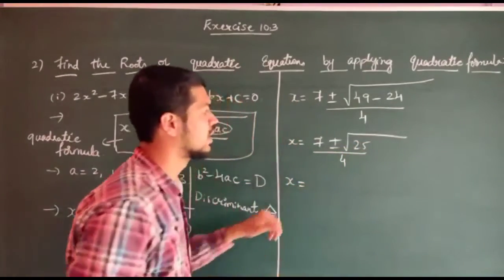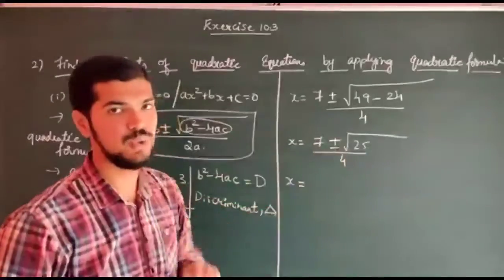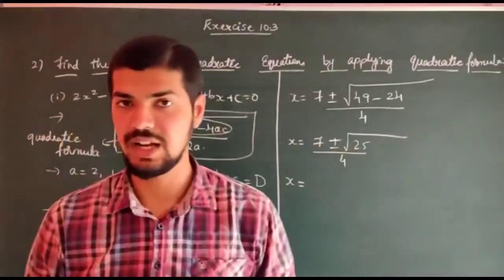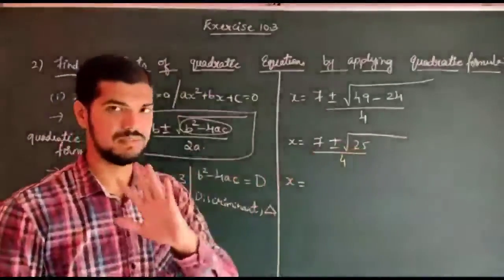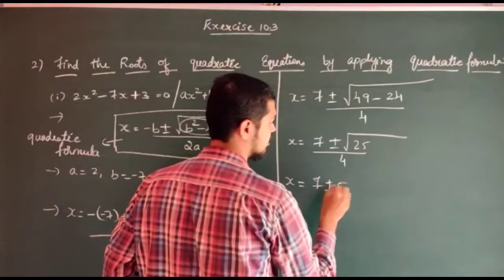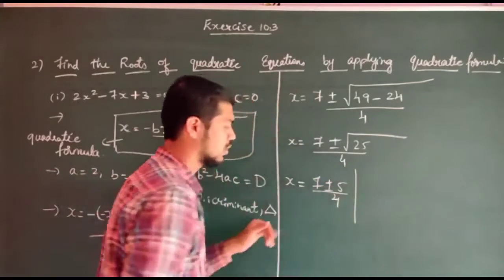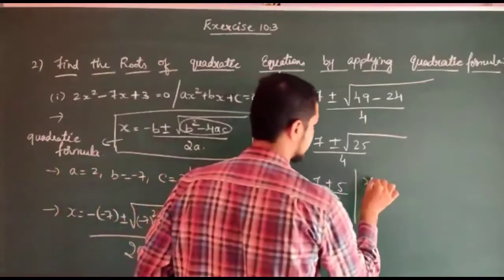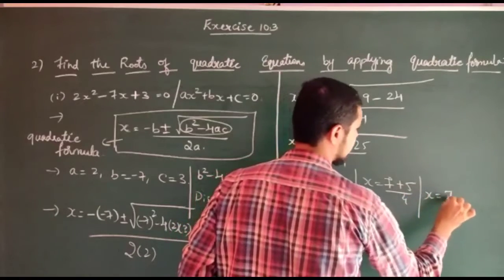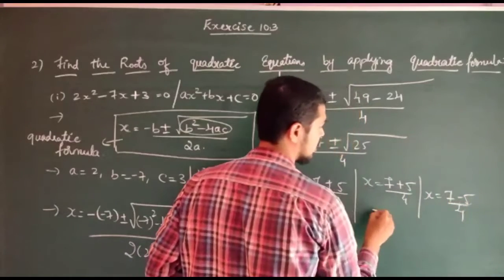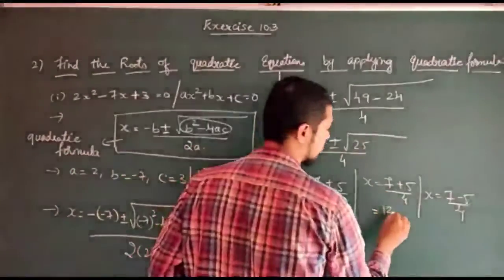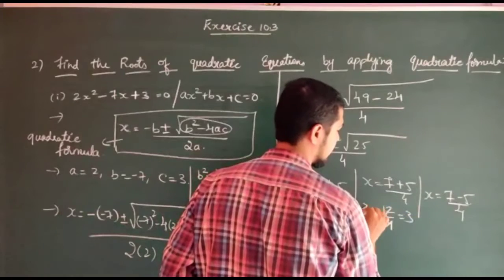x is equal to, since I have plus and minus, I will arrive at two answers, and the square root of 25. Yes, 25 is a perfect square, right? So the square root of 25 is 5. I will write it as 7 plus or minus 5 by 4. So one of the answers will be x is equal to 7 plus 5 by 4. Another answer will be 7 minus 5 by 4. So how much is 7 plus 5? 7 plus 5 is 12. So 12 by 4 is nothing but 3.